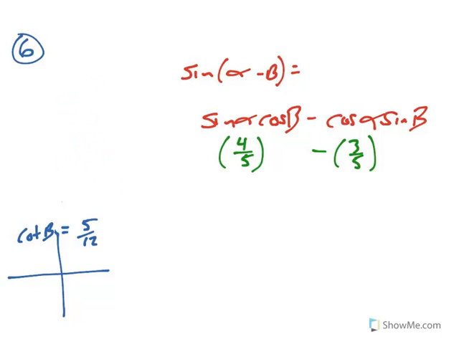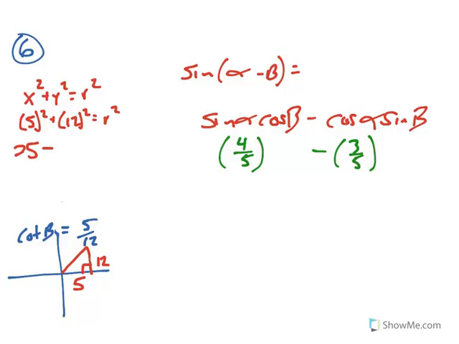So how are we going to figure out what sine and cosine are of beta? Well, we're told that cotangent of beta is 5/12. Cotangent is x over y. So x is 5 and y is 12. Don't know what r is, so we use the Pythagorean theorem, x squared plus y squared equals r squared. X is 5, y is 12, don't know what r is.